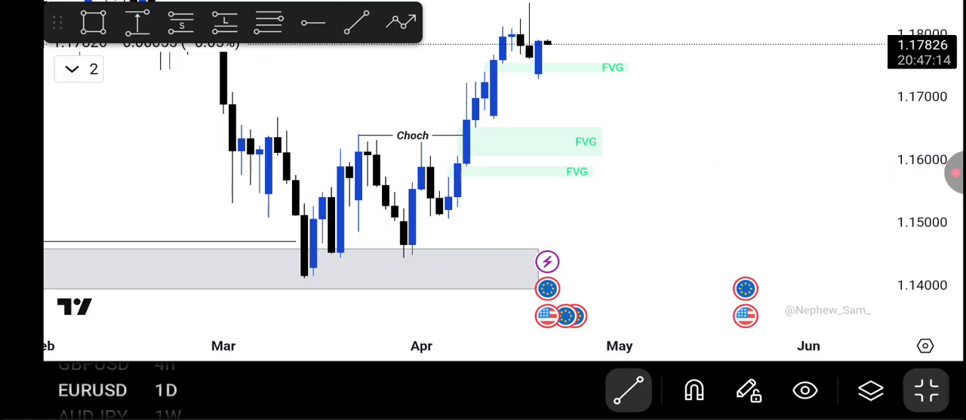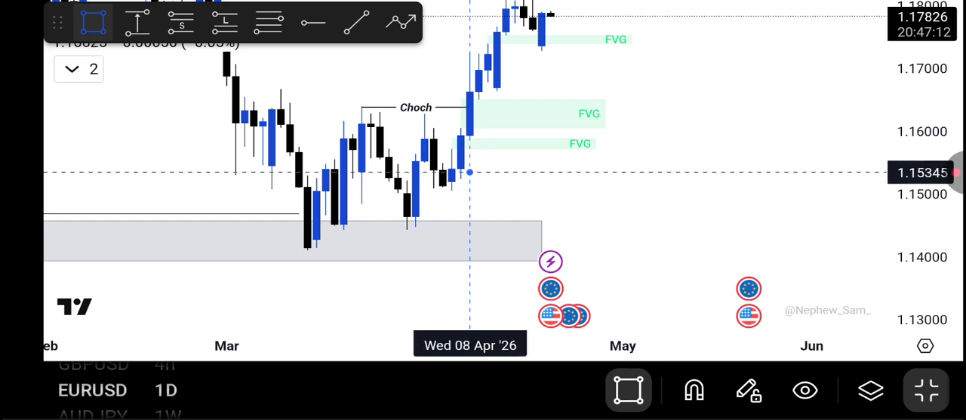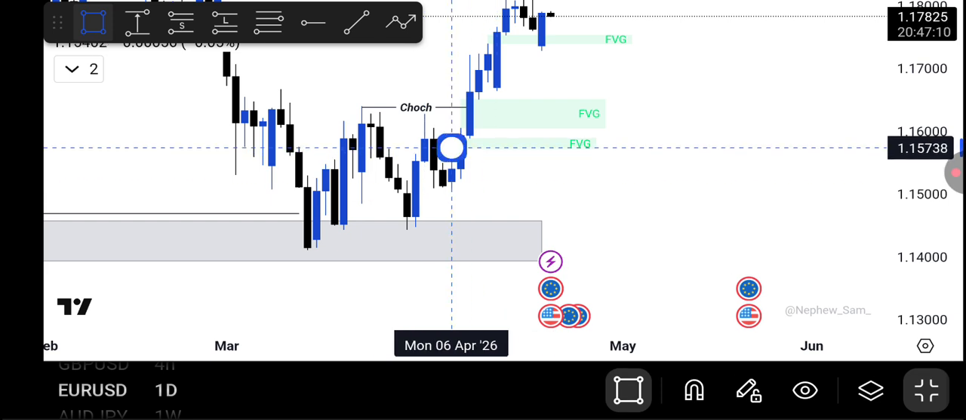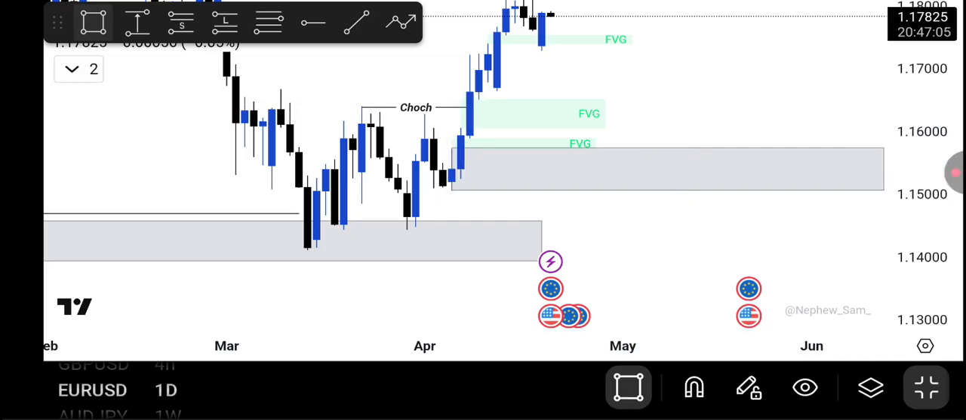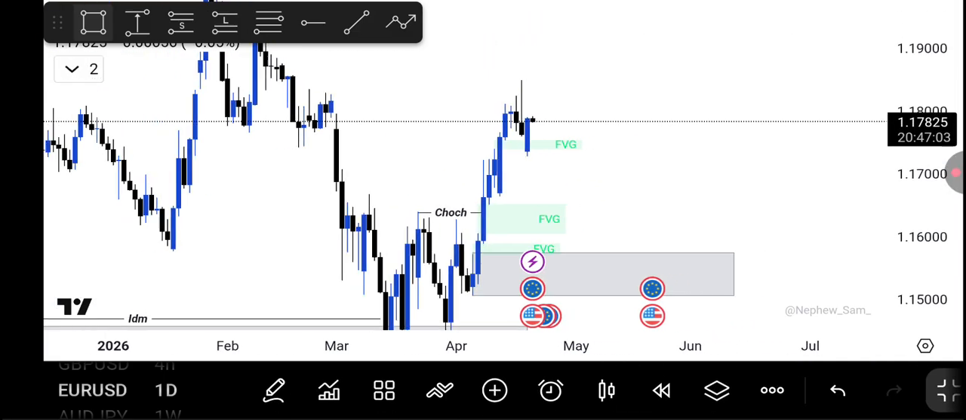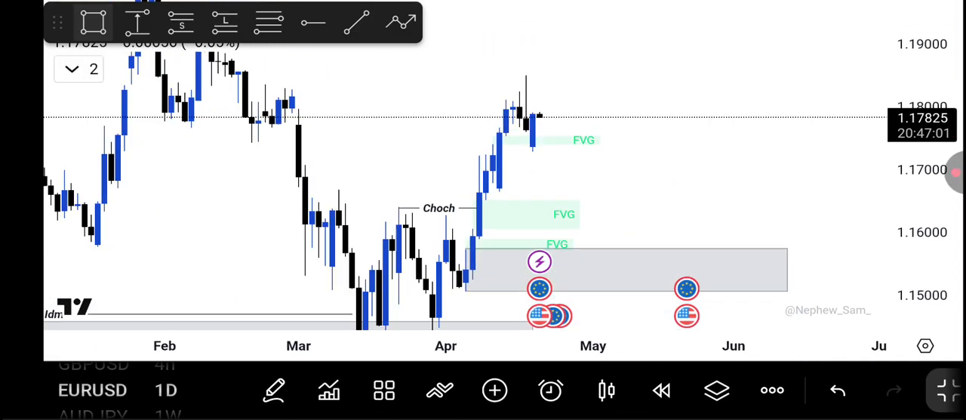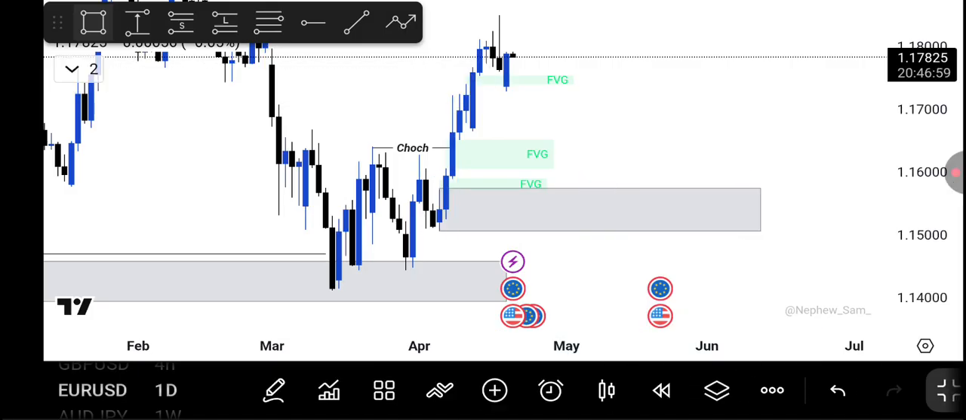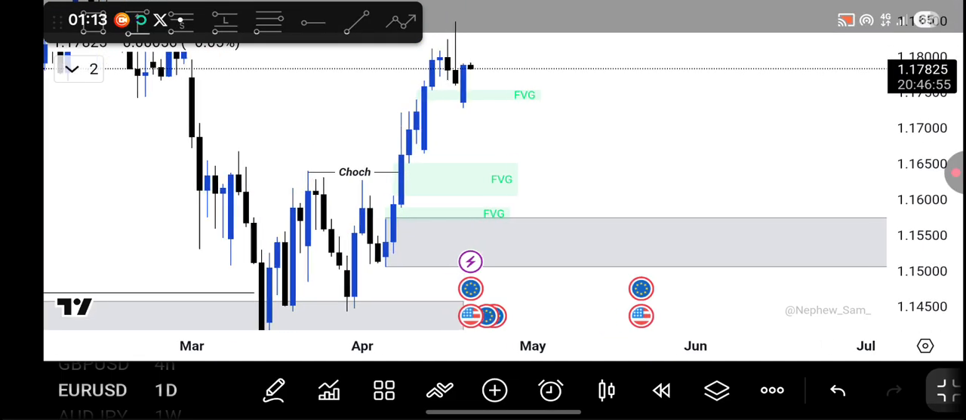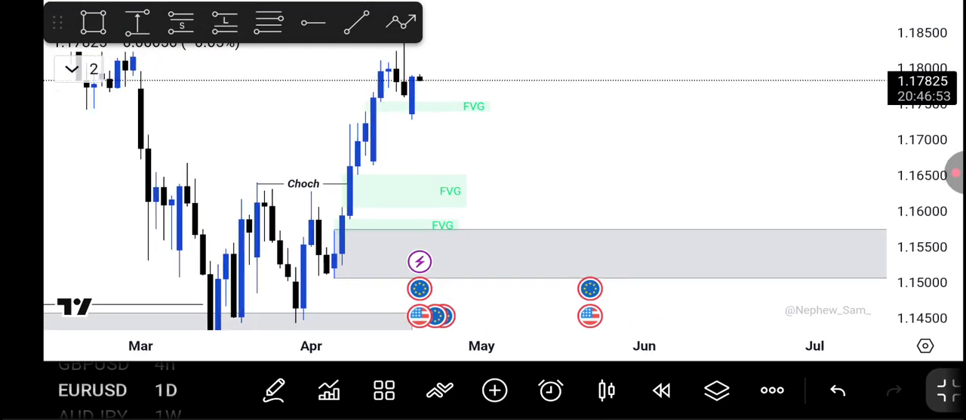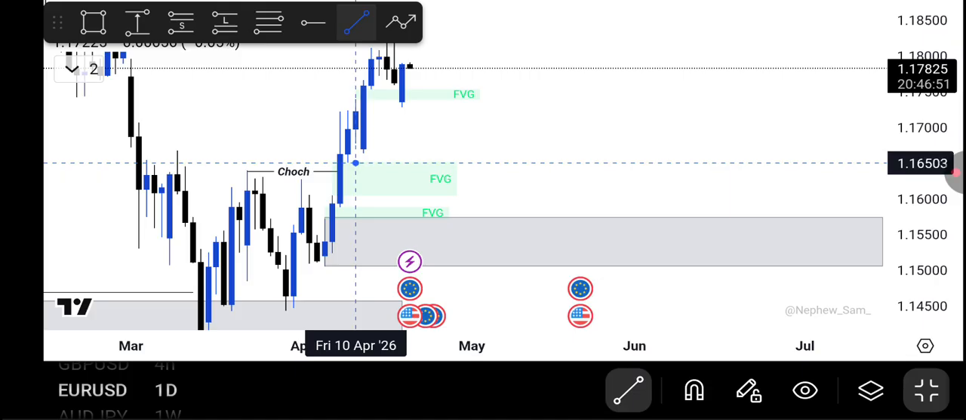So I'm going to use my rectangular tool to mark it out. You can still expect the market to come back to this block. This block is still valid. For me, I'm still expecting the market to come back to this block, and for that we're going to do our proper analysis.